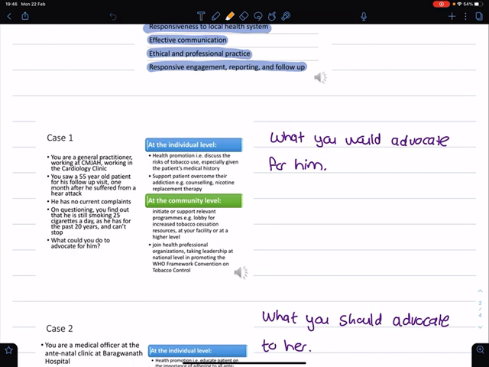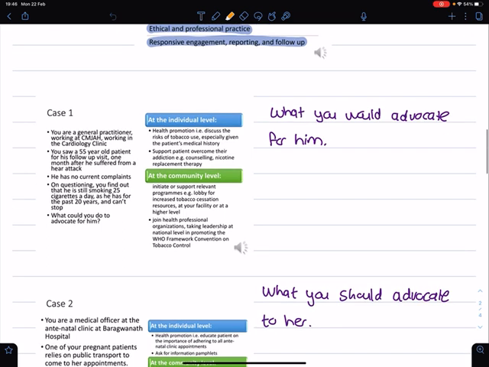And at a community level, you'll initiate or support relevant programs for the decrease in tobacco use. And you'll join health professional organizations taking leadership at national level in promoting tobacco control, such as the WHO Framework Convention on Tobacco Control.